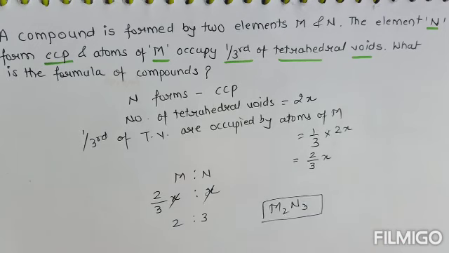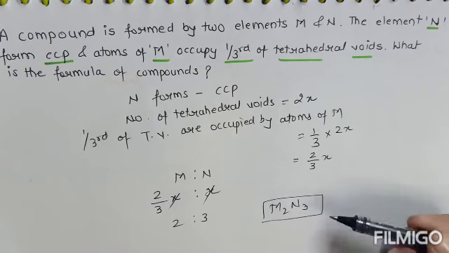So this is how, when we know the information about the tetrahedral void and octahedral void of a particular compound, how much space is occupied by tetrahedral, how much space is occupied by octahedral, and whether it is a CCP or HCP or FCC, we can easily find out the structure of the given compound.